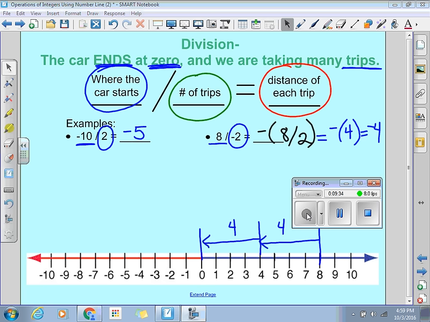Now, take a look at your number line and make sure you know that division is ending at 0, where multiplication starts at 0.